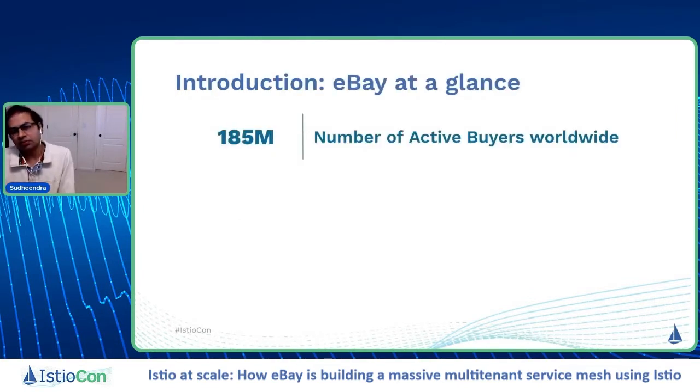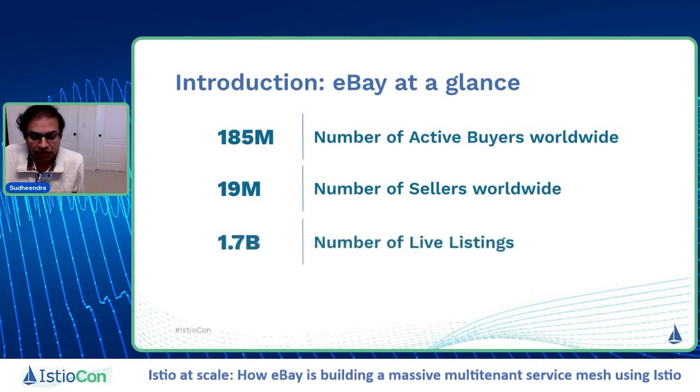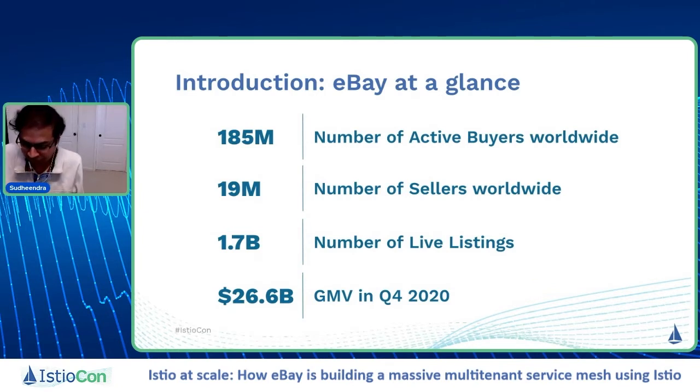Okay, so eBay marketplaces at a glance. At any given point of time, eBay has around 185 million active buyers worldwide, and there are about 19 million sellers worldwide. At any given point of time, we have an average of around 1.7 billion live listings of items. And last quarter, we had about $26 billion of GMV come in Q4 of 2020. So to support this massive scale, how are the applications laid out?